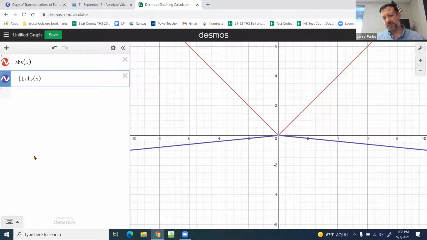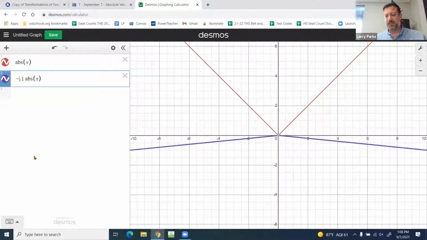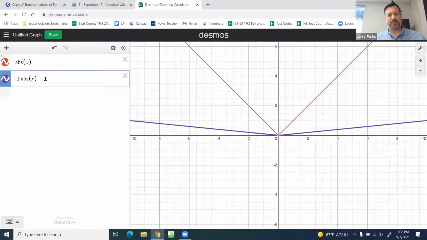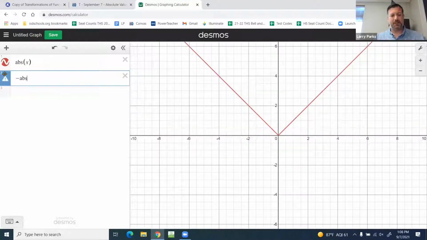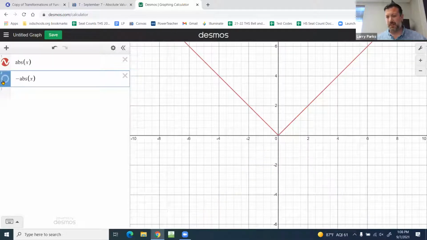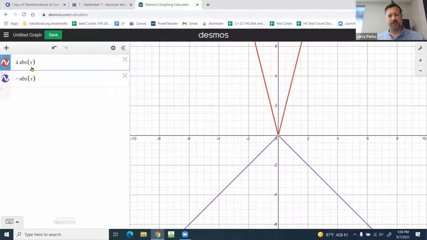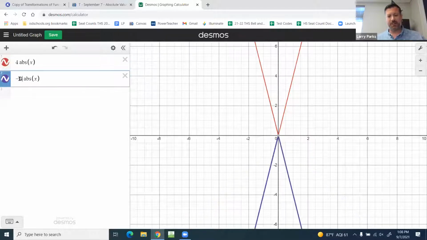All negative does is flip it over the x-axis. Okay, so you see that? It just flipped over. We call that a reflection. Okay, if I wanted to reflect the top one, see? It reflected. If I put this as a 4, and then that as a -4, reflected. All it does is it flips over the x-axis.